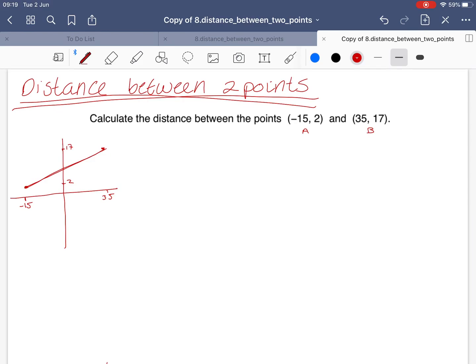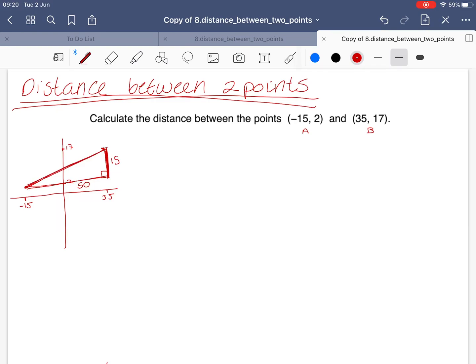And to do that, we use Pythagoras. So if I was to turn this into a triangle, that will always be my hypotenuse, because it's opposite to my right angle. So I want to just use Pythagoras now to solve that length of that line. So I know this length here is going to be the distance from 2 up to 17. So that length there is 15, because if this is 2 and this is 17, I know that goes up 15 points. This bottom line now, this one is minus 15 and this one is 35, so I know that length is 50.